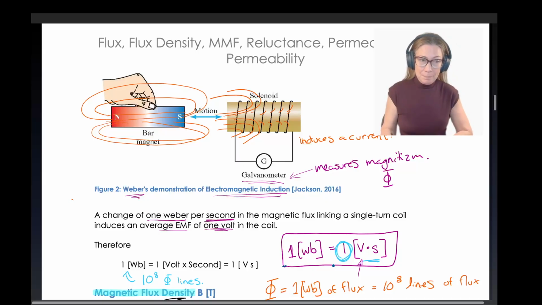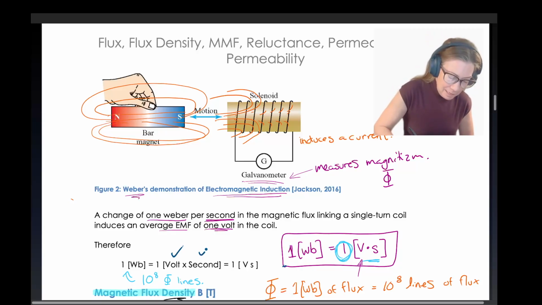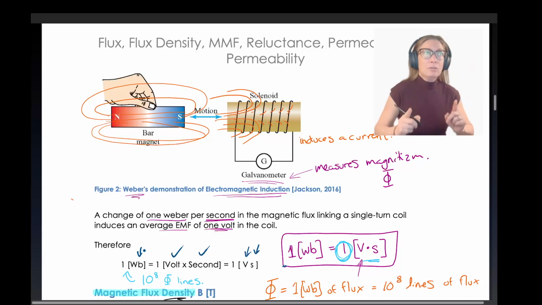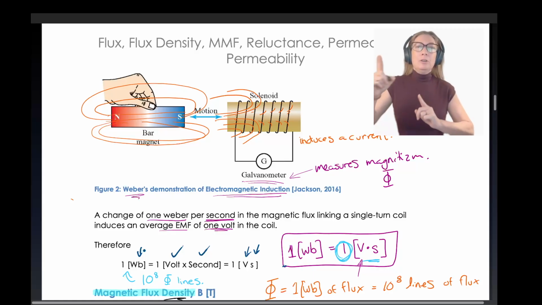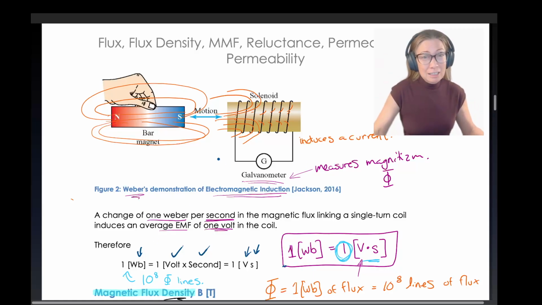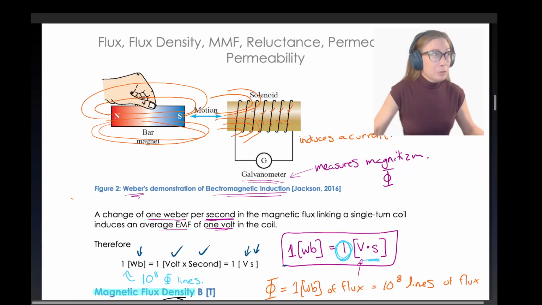Great. So now I have this relationship between 1 Weber, which is 10 to the 8 lines of flux, is equal to 1 volt times second. Standard SI unit, very handy to have standard SI units, volts and seconds with this count of Weber. Put it in your back pocket, which means put it on a formula sheet as you walk through this class.